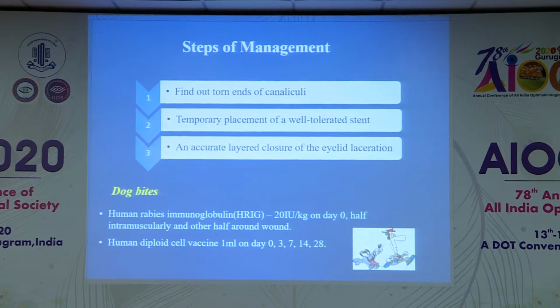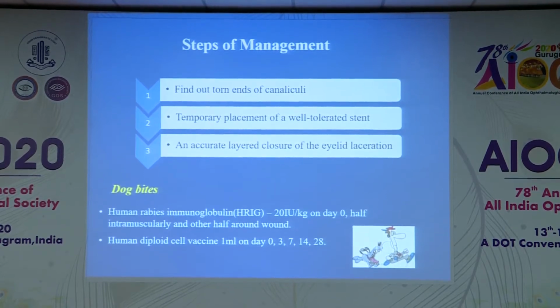That's the most important step. Then you place a temporary well-tolerated stent, and then an accurate layered closure of the eyelid laceration is to be done at the final step. Whenever there is a dog bite, you must remember doing the vaccination and giving the immunoglobulins as well.